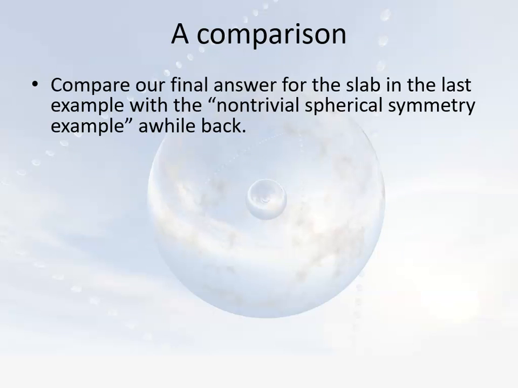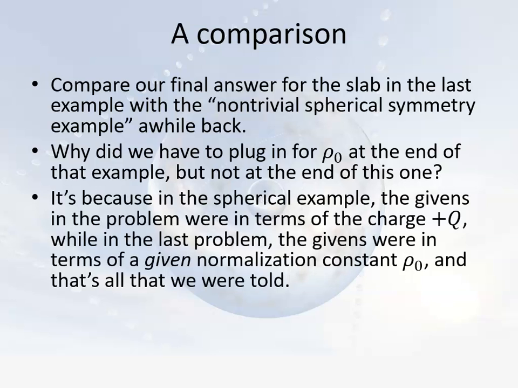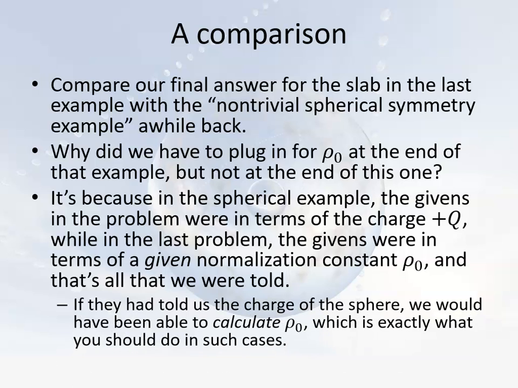Now, you might think about a comparison with our spherical symmetry problems. In this case, our rho naught didn't go away. In the spherical symmetry in the previous video, our rho naught went away. Well, that's because in the spherical symmetry, we were told what the total charge was, and we had to come up with this normalization constant rho naught. Here, we were given rho naught as just one of the givens in the problem, so our answer was left in those terms. So if they had told us the charge on the sphere, we would have been able to calculate rho naught. In this case, they gave us rho naught and said, call it rho naught.